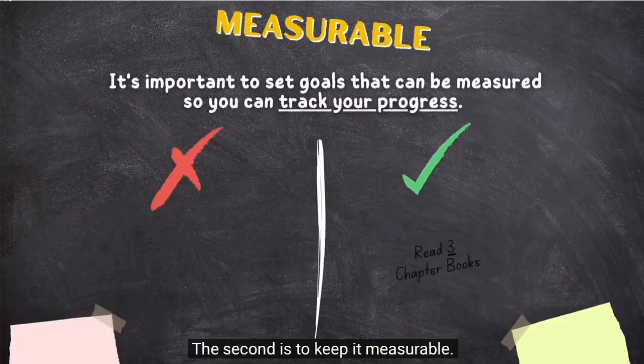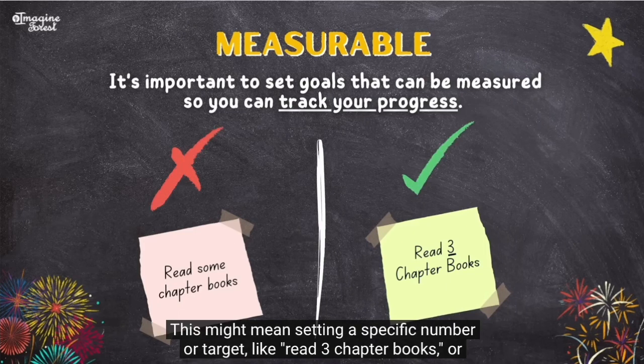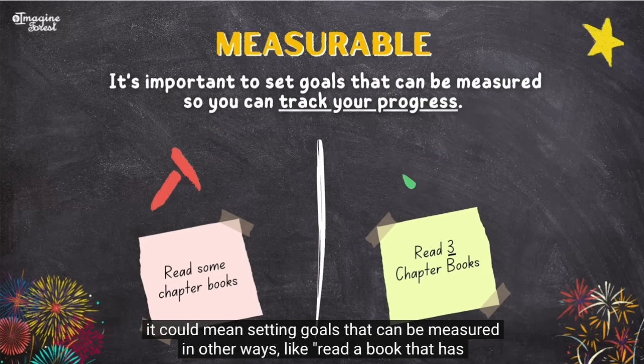The second is to keep it measurable. It's important to set goals that can be measured so you can track your progress. This might mean setting a specific number or target, like read 3 chapter books, or it can mean setting goals that can be measured in other ways, like read a book that has at least 350 pages.